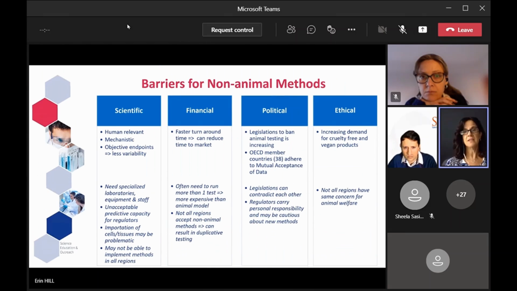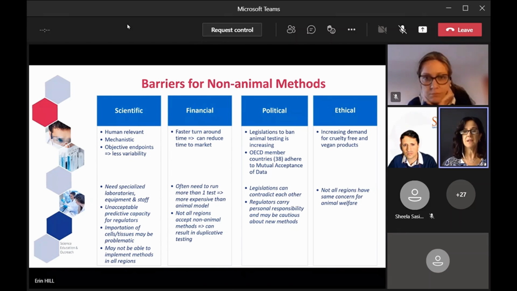But when we look at the barriers for accepting non-animal methods, they're in the same categories. So in the scientific area, shifting to alternative methods means having very specialized laboratory equipment, different trained staff than those who performed animal tests.